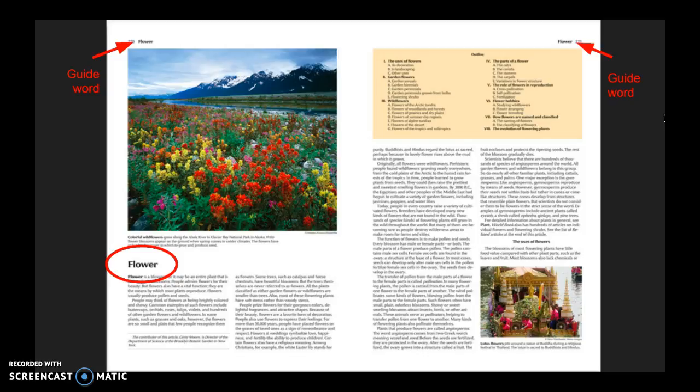You can see that there is a lot more information about each word in an encyclopedia. We have a whole article about the word flower, including several photos that help us understand what the word means. And we might see tables and other nonfiction text features that help us understand the topic better.